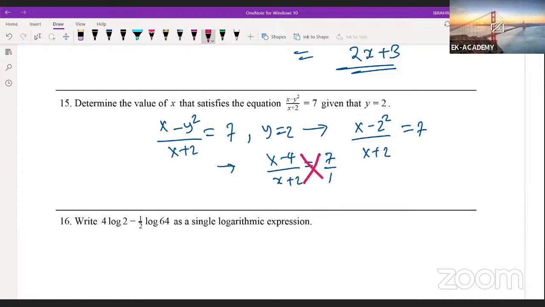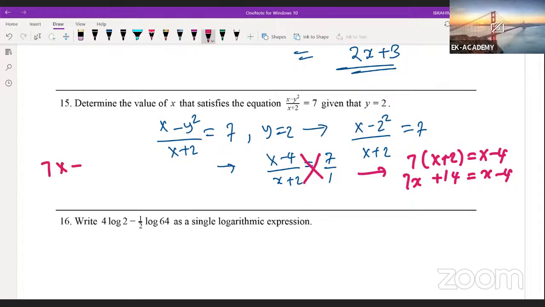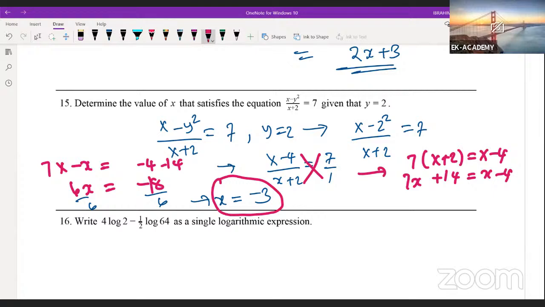And we can cross multiply. You're going to have 7 in the bracket X plus 2 equals X minus 4. 7x plus 14 equals X minus 4. So you go back here, you have 7x minus X equals minus 4 minus 14. 7x minus X, you get 6x, it is negative 18. So now divided by 6, you get x equals -3. So the value of x, dear students, is -3.